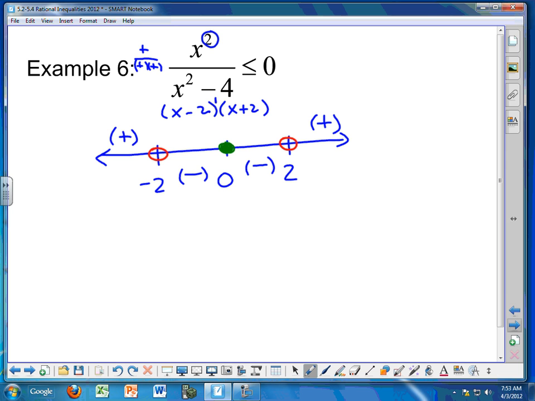We could test a couple of numbers in those intervals as well, but we use our technique of noticing if this is a power that's even, there will be no sign change at that root. And let's go ahead and finish the answer then. In this case, the question is, where is the inequality going to work, or where is the fraction going to work for numbers less than or equal to 0?